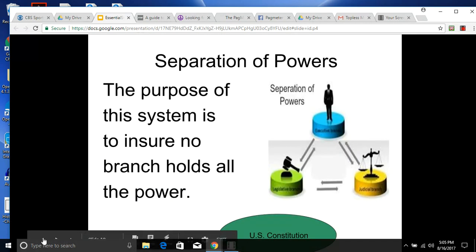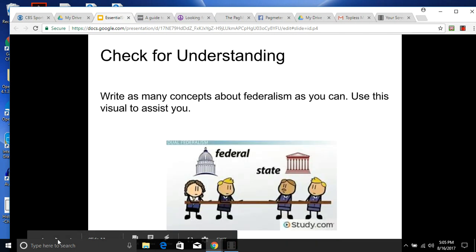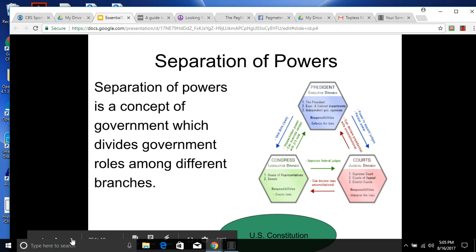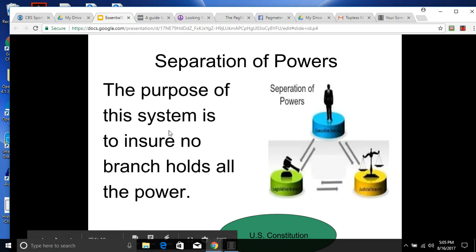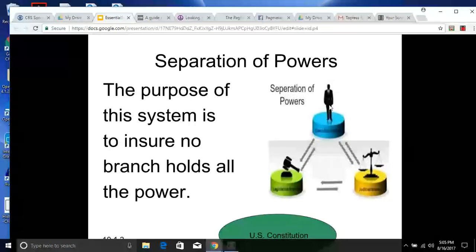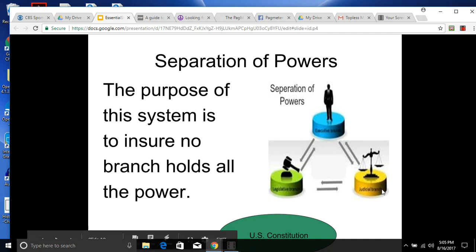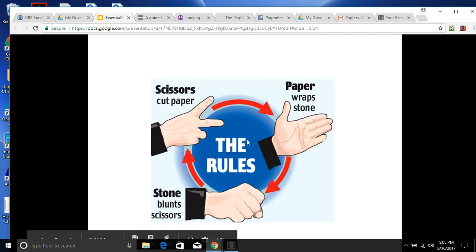Go back here. Sorry about that. The purpose of this system is to ensure that no branch holds all the power. Again, the president does not have all the power, neither do the courts, neither does the Congress. They all have their own specific powers, and they share power.